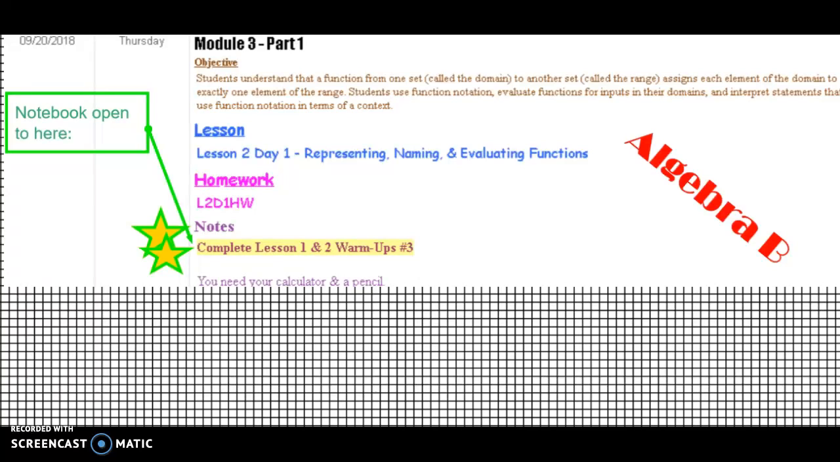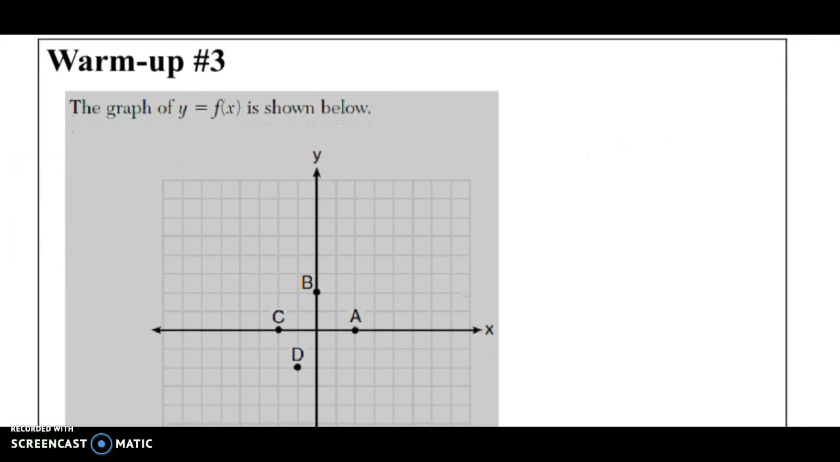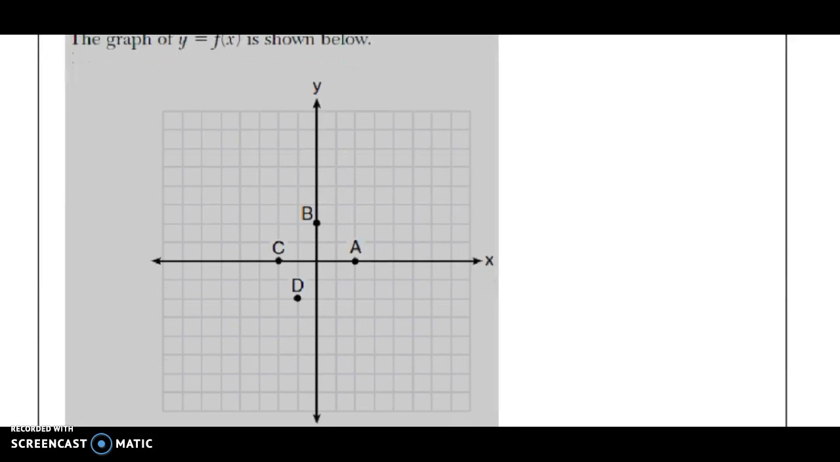Okay, so today we are doing lesson 2, day 1, representing, naming, and evaluating functions. It's a little bit different from what we've been doing, but I think you're going to enjoy it. It's a lot of fun. First, though, you have a warm-up to do.